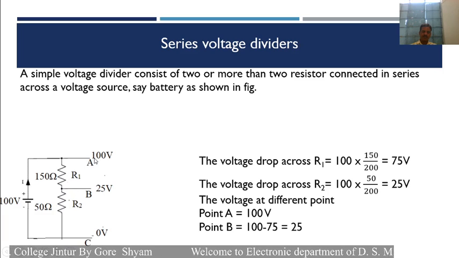And here at point A, the voltage is equal to 100 volt. At point B, the voltage is equal to 25 volt. And at point C, the voltage is equal to 0 volt. So these are the values of voltages. Here we have 100 volt, and that 100 volt is divided like this: here we have 75 volt, here we have 25 volt, here we have 0 volt.